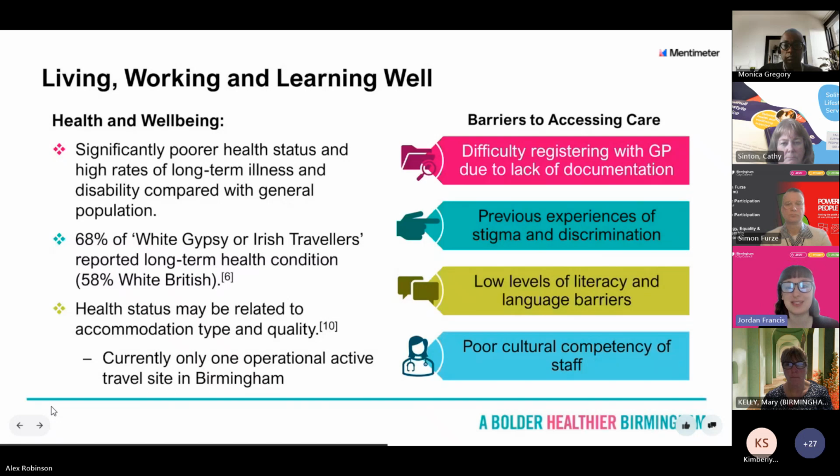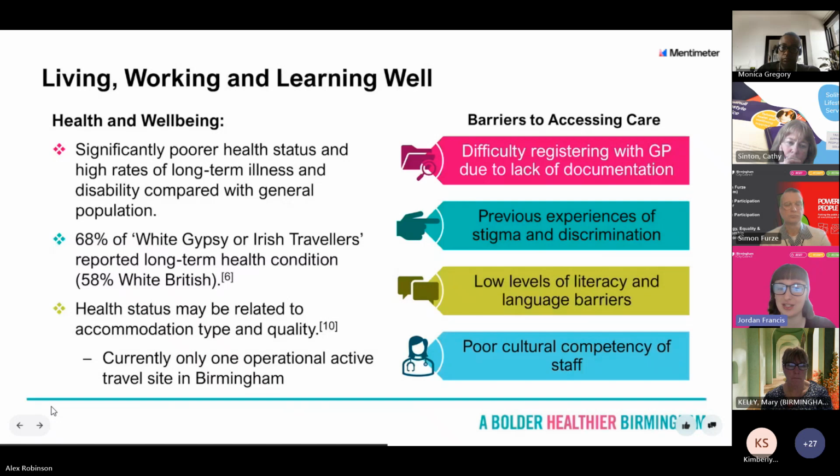And again, with some of those barriers to accessing care, there are still some instances of difficulty registering with a GP due to lack of documentation, which should not be an issue. But again, because of those experiences of racism and discrimination, a lot of the time these populations are just passed off, and the GP does not want to go through the barriers to get these people signed up to a GP to access that care, to overcome or manage some of these long-term health conditions.